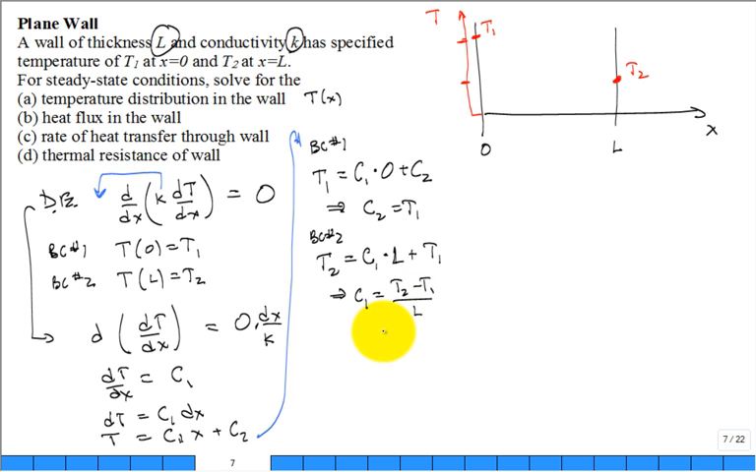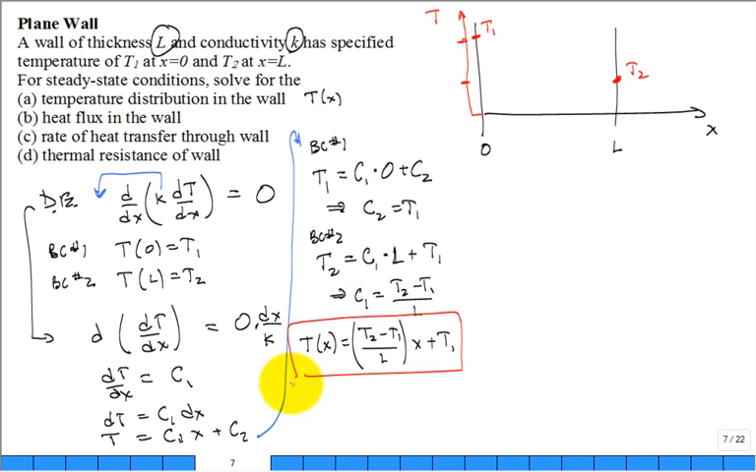Thumbs up if you agree. Good. Very good. So let's put them together. So we find that temperature as a general function of x is equal to my constant C1, T2 minus T1 divided by L, times x plus my constant C2, which is T1. And there it is. So this is the answer for part A. Isn't that what we were asked to find?